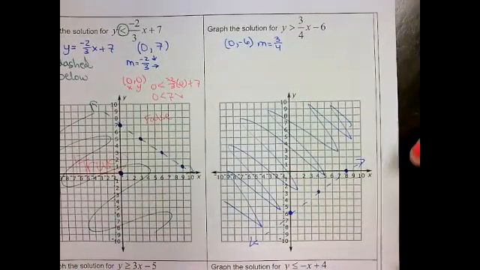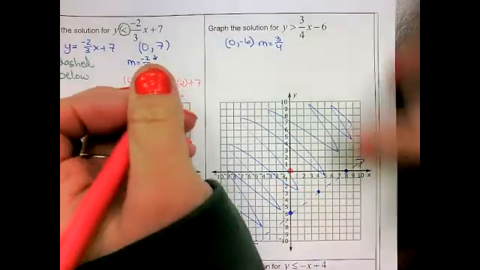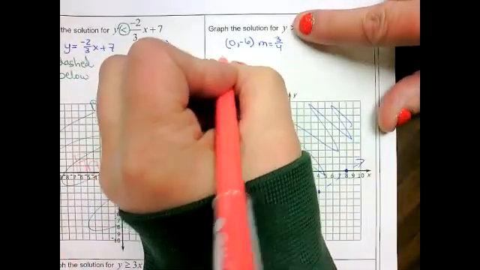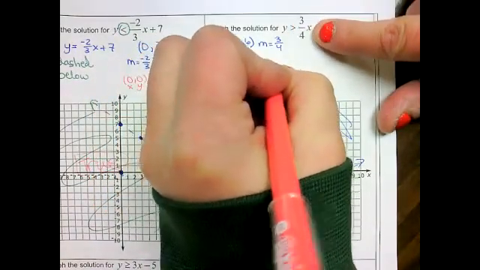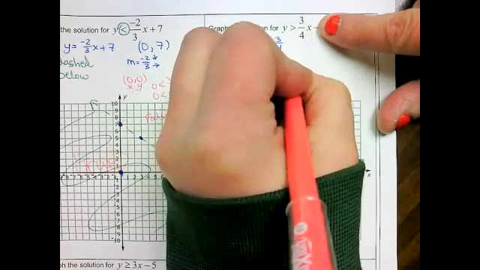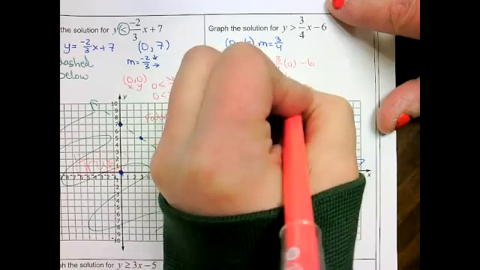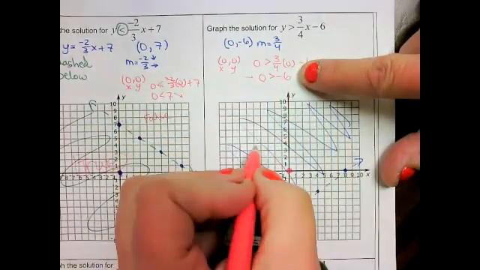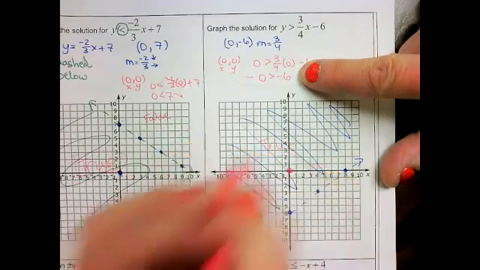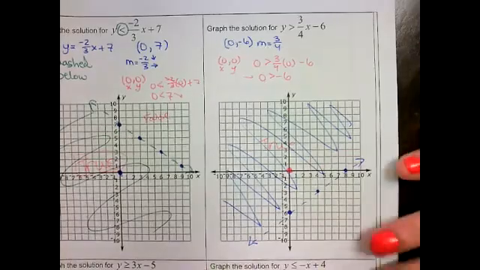Now I'm just going to plug my point in, 0, 0, and check. Anywhere I see a y, I'm going to plug a 0 in. So 0 is greater than, and anywhere I see an x, I'm going to plug a 0 in. So 0 is greater than negative 6. Is that true? Yes, that is true. 0 is bigger than negative 6. And I've shaded at 0, 0, so I know that I'm correct.